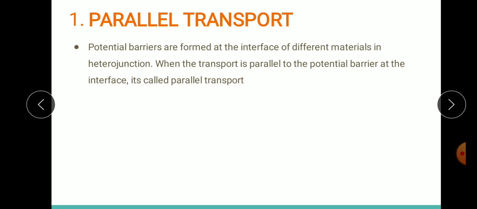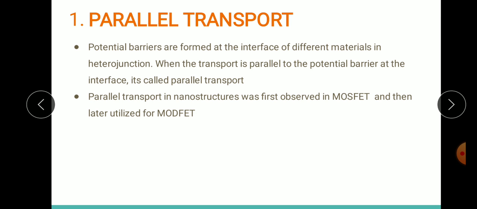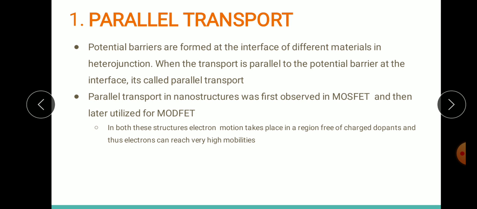So what was the specialty of both these structures was that electron motion occurred in a region where we don't have any kind of charged dopants. If you recollect, in MOSFET the electron motion was through the channel, or the inversion layer, where we don't have any charged particles or charged dopants present, because that's basically the substrate.